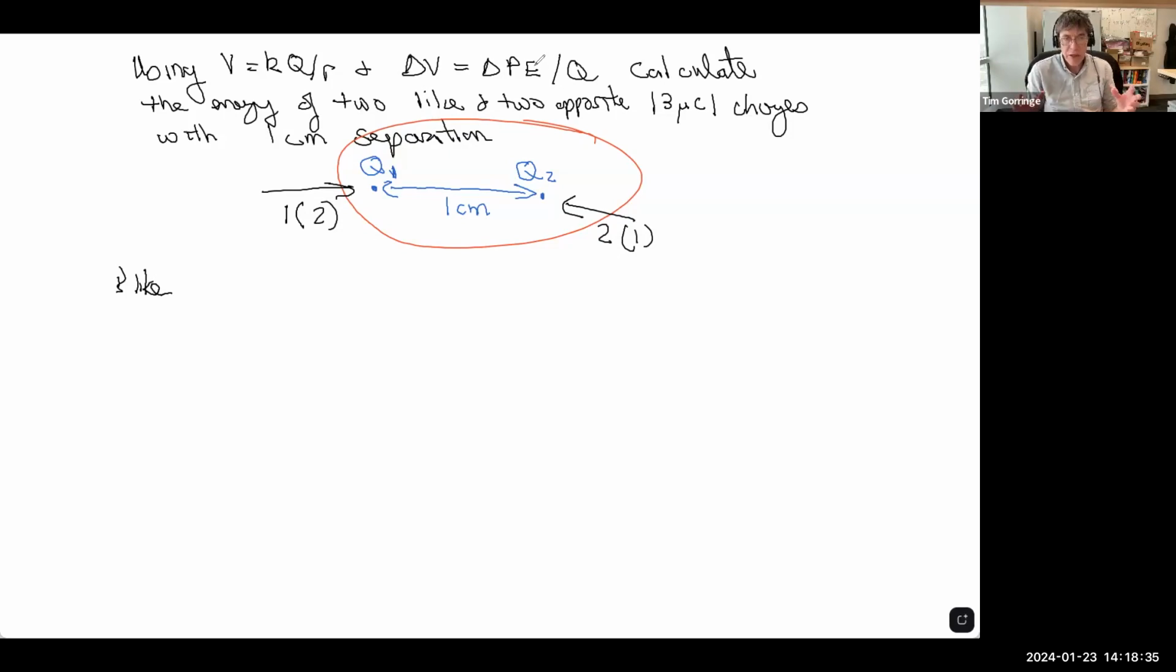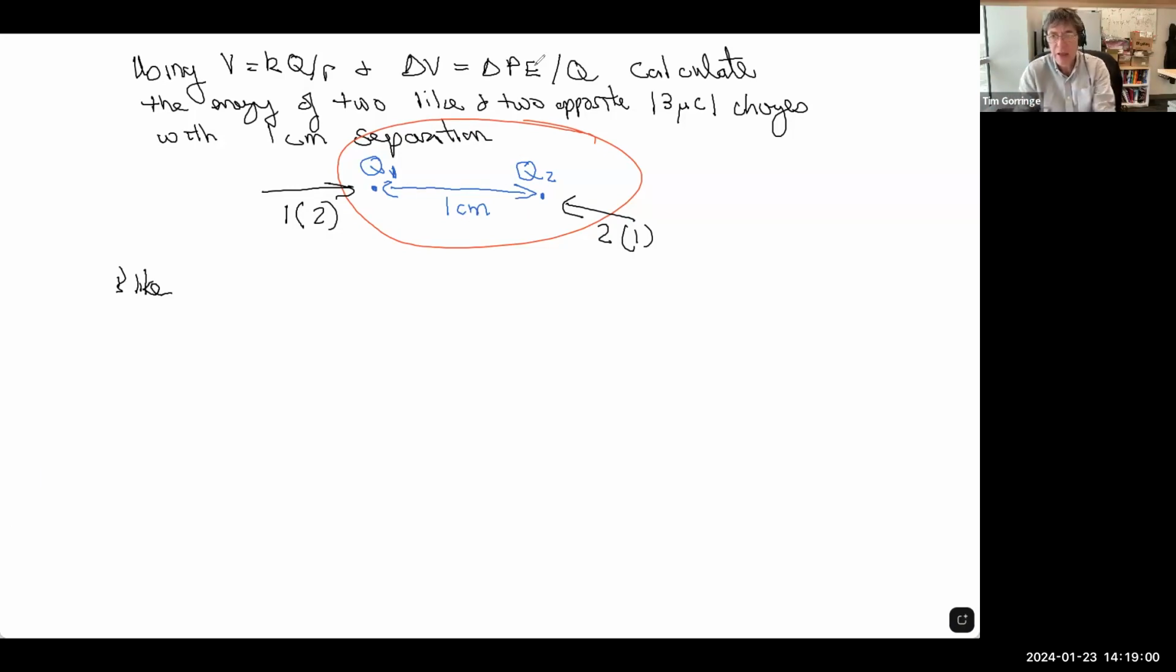So the question becomes, when I move in charge number one from off-screen to on-screen, what was the change in potential? Then I can figure the change in potential energy. And the second part of the question becomes, when I move in the second charge, the right-hand charge, Q2, from off-screen to on-screen, what is the change in potential? And therefore, I can figure the change in potential energy.